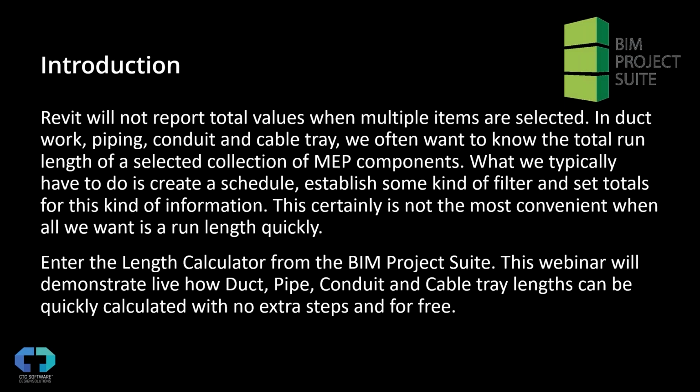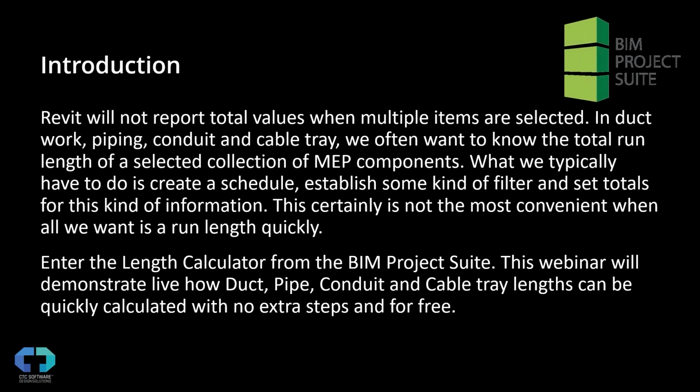Now, you can create a schedule. Yeah, you can do that. The problem with schedules, though, is you got to build up some kind of a filter, set some totals. And especially if you're in conduit and cable tray, there's no real default system connection type property. You have to build that yourself and maintain that yourself. And then you're tab selecting a bunch of things to set a property before you can go to a schedule and see that filtered information. And I tell you, this just is not convenient when all you really want is a connected run length.